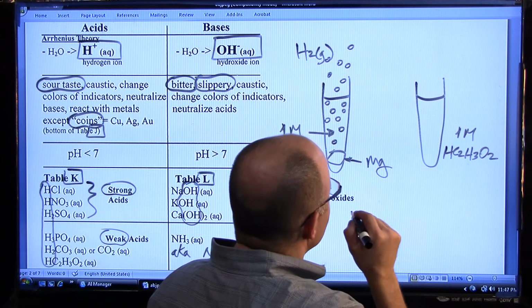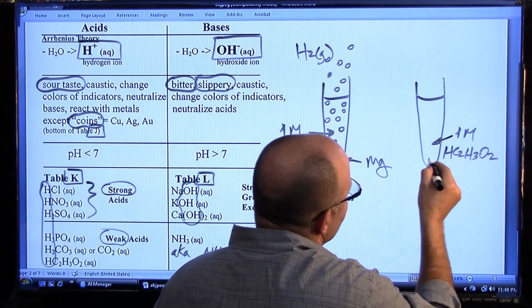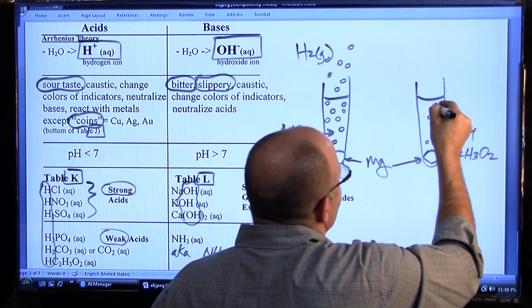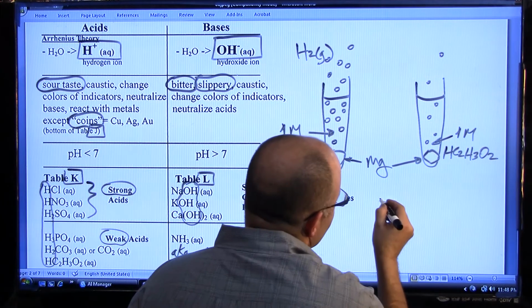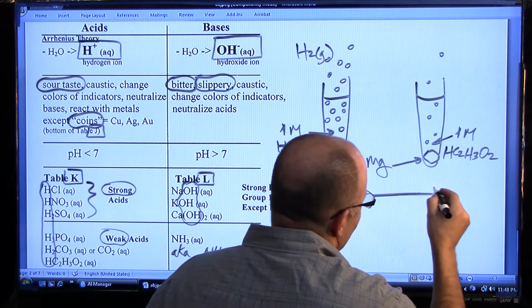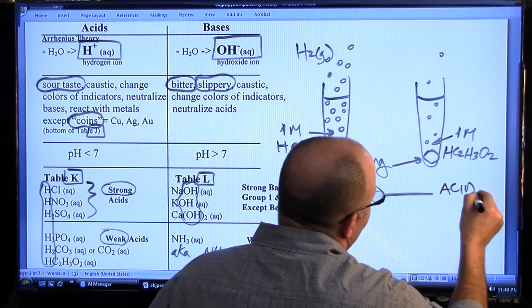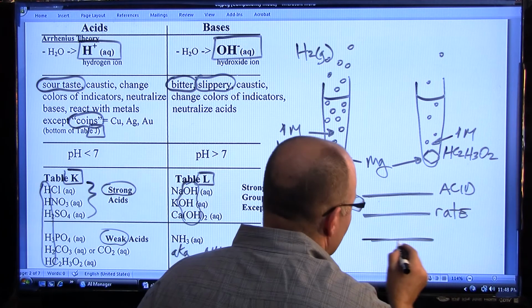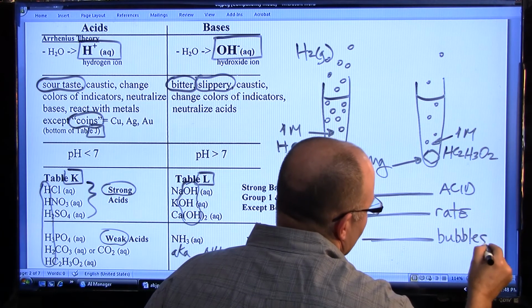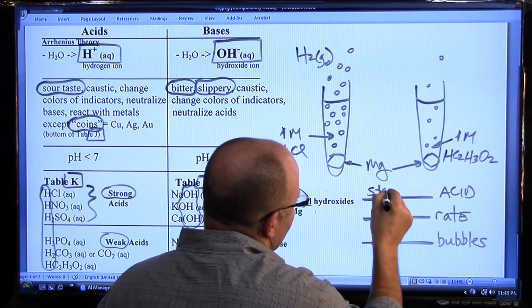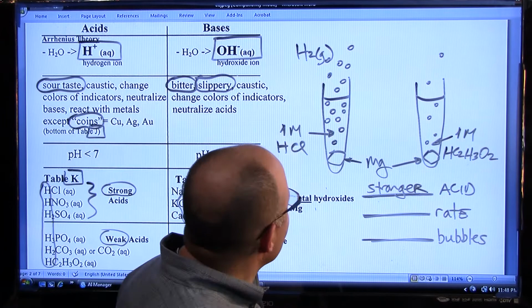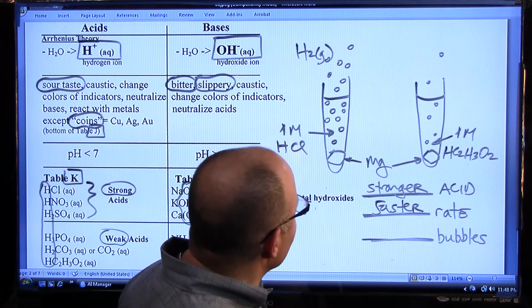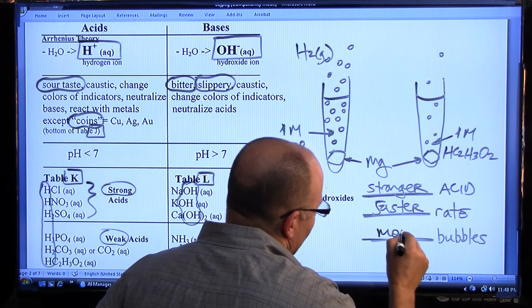So we have acids of equal concentration, and we'll put some magnesium here too. And in the case of the weak acid, you'll see much less bubbles. So the relationship that you need to get at is between strength and rate of reaction, and the amount of bubbles, in this case, of hydrogen. So the stronger acid, the HCl, will react faster with the magnesium, give you a faster rate, and as a result, you're going to see more bubbles of hydrogen being produced.